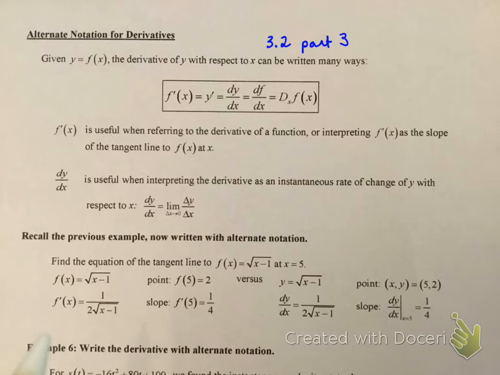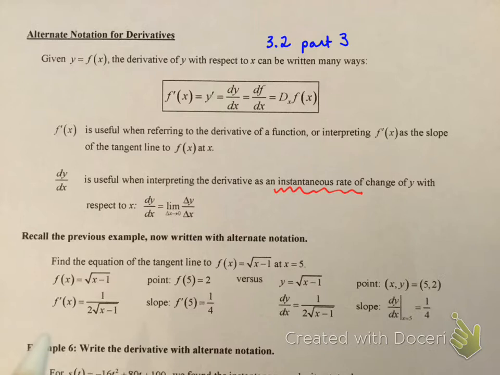So f prime of x is useful when referring to the derivative of a function or interpreting the slope of the tangent line to f of x at x. So dy dx is useful when interpreting the derivative as an instantaneous rate of change. So we're going to see this notation a lot when we do instantaneous rate of change, because if we write it up as dy dx, we're able to cancel some stuff out, and you're going to see we're going to have like double derivatives, etc., or even with integration.